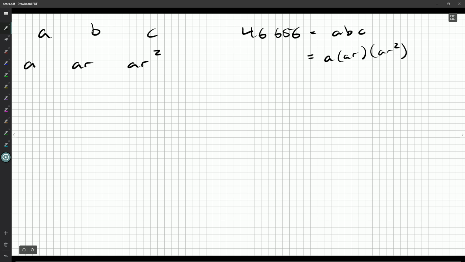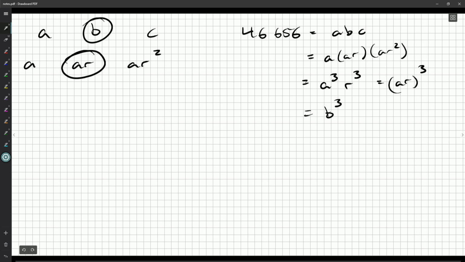Okay. So we know their product. Now, we were just told a different way to write them out. Instead of A, B, and C, we could have A, AR, and AR squared. And so now their product, what would their product be? Well, we know it's 46,656. That's ABC. Now that's A times AR times AR squared. And if we group those together, I get 3 A's and I get 3 R's. So really I have AR all cubed, and that's kind of interesting because I see AR is B. So the product of these numbers is just B cubed.